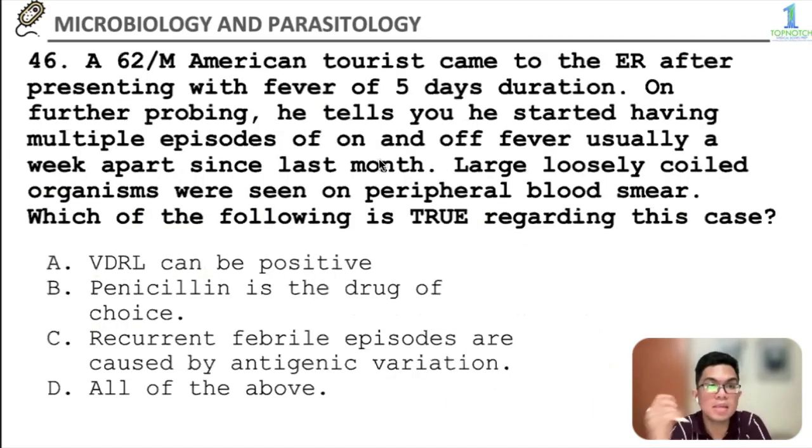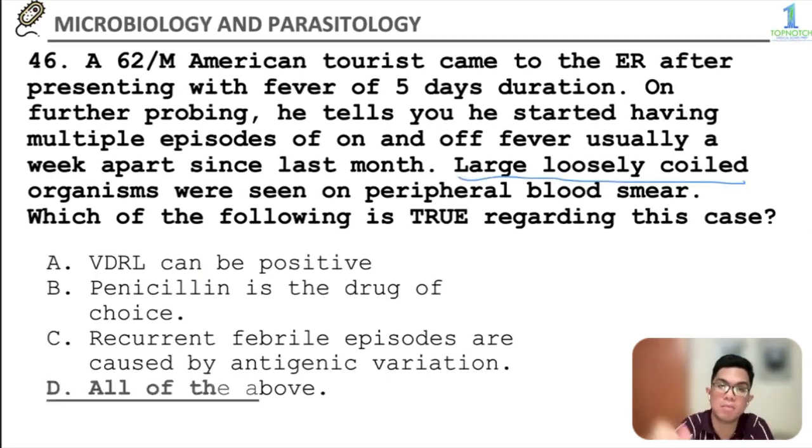Okay? The next question, this is challenging, no? So, American tourist with prolonged fever on and off and recurrent. So you found large loosely coiled organisms. So which of the following is true? The correct answer is all of the above. So this question is tricky kasi there are many pwede mong isipin. So pwede mong isipin malaria, syphilis, pilitin mo kasi VDRL positive daw, penicillin drug of choice. Pero hindi siya pwedeng sa letter C kasi recurrent febrile episodes.